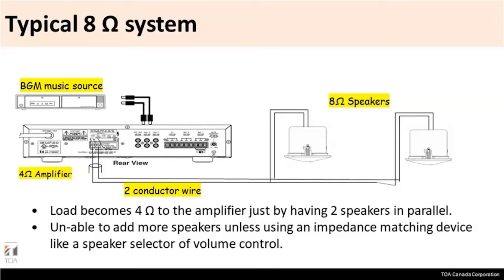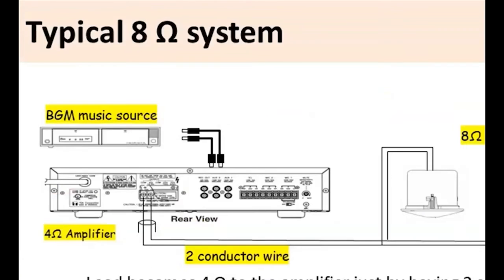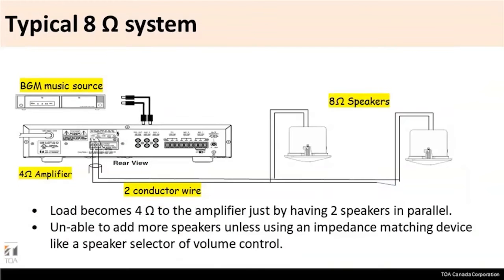Low will become 4 ohms. In this case there are two 8 ohm speakers, and they are connected in parallel to the input, since it's a 4 ohm amplifier. As you can see, there's no polarity shown here, but if I zoom in, the positive is connected here and the negative is connected to the negative port. It's a 4 ohm amplifier, and again, it's an 8 ohm speaker, but you can connect them if you connect them in parallel.